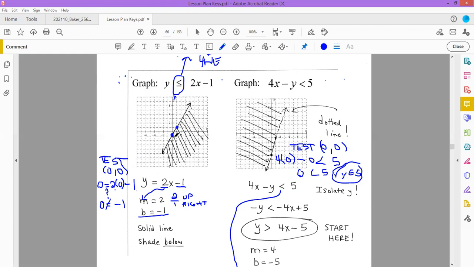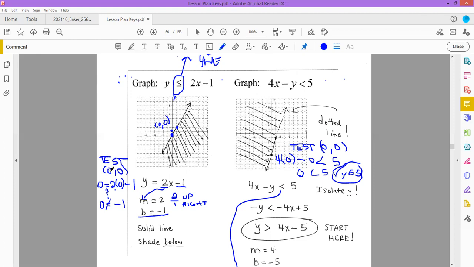Now, in the previous example, we tested 1, 0. Another easy point to test is 0, 0, the origin. As long as that point is not on the line, you can use it as a test point. So we're going to use 0 for x and 0 for y. Test this point to see if, when we substitute 0 for y and 0 for x, this becomes a true inequality statement. And if so, we're going to shade that section that contains 0, 0. If not, we're going to shade opposite the section that contains 0, 0.